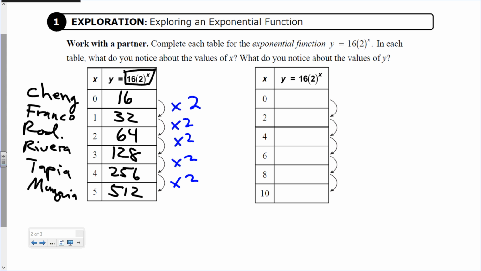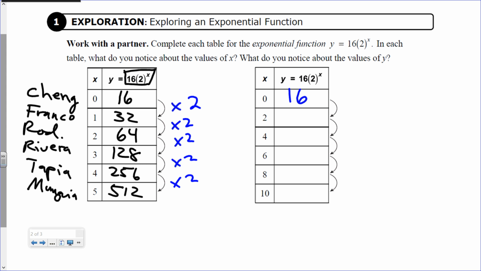Thank you. Boy, the second one looks exactly the same. Can someone tell me the difference, though? What's going on with the second table here? They're going by 2, huh? All right, let's go ahead and fill it in. When x is 0, it's the same equation, so go ahead and put 16 here.